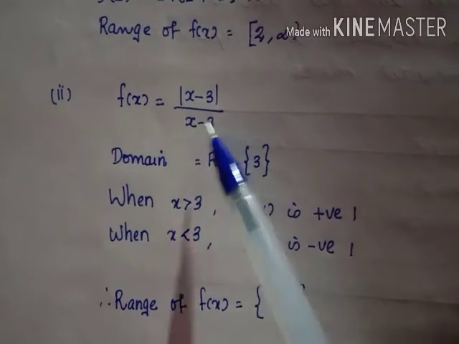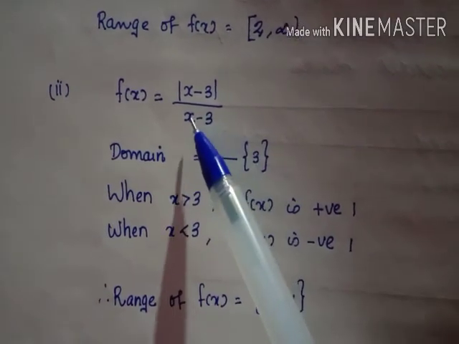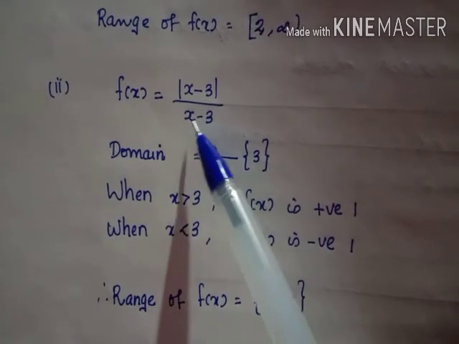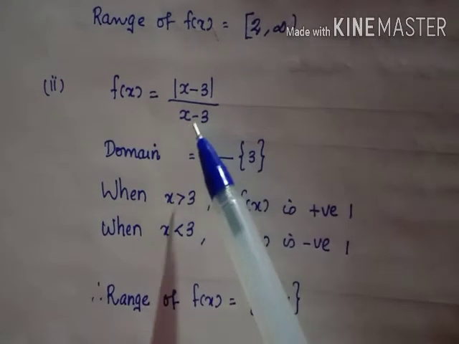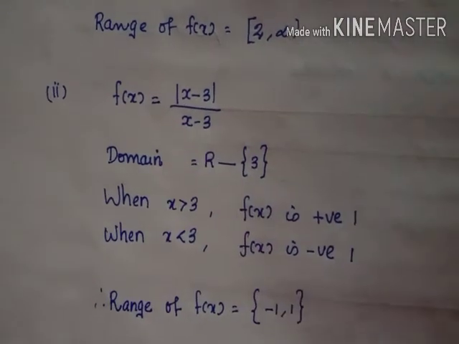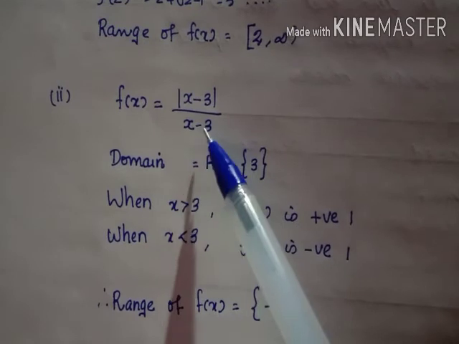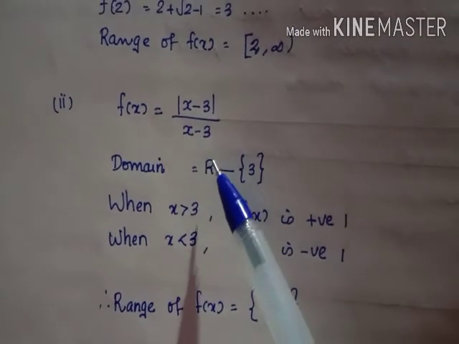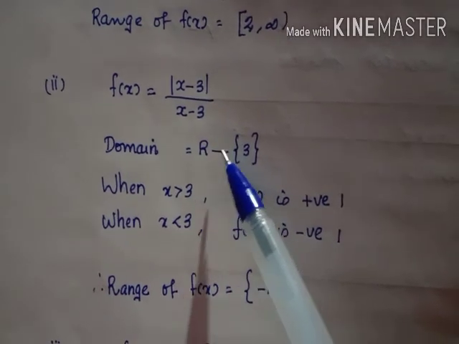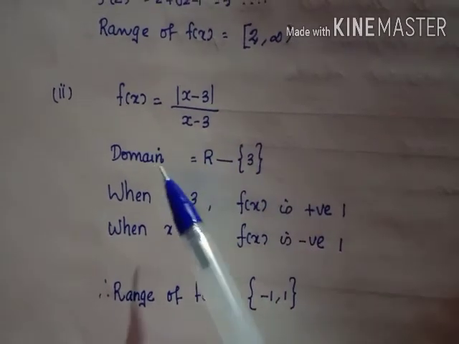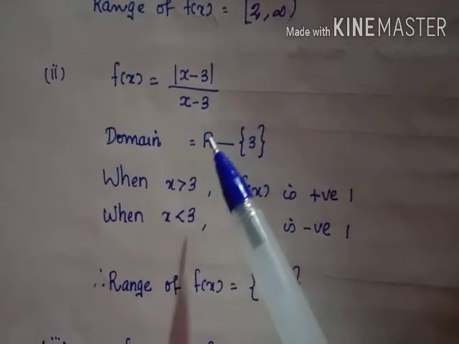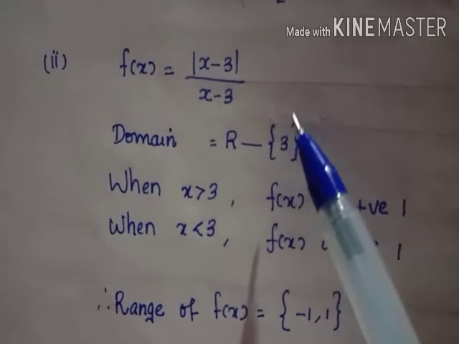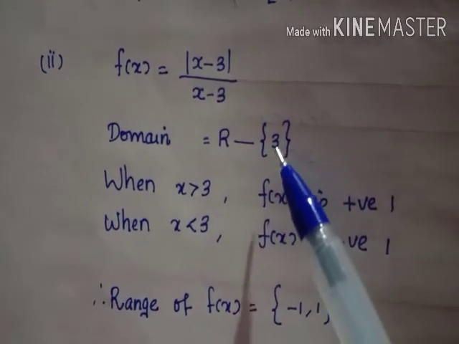So when does the denominator become 0? When x equal to 3, this denominator 3 minus 3 becomes 0. So we avoid x equal to 3 and choose all other values of x. From the set of real numbers, we avoid the number 3. So the domain of the function is R minus the set {3}. Here we excluded x equal to 3.